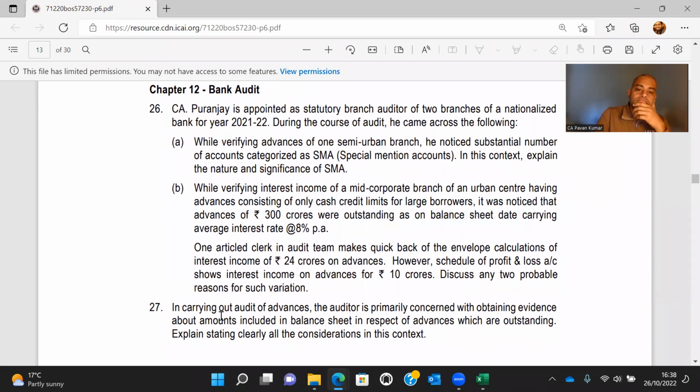While verifying interest income of a mid-corporate branch of an urban center, having advances consistently of only cash credit limits for large borrowers, it was noticed that advances of rupees 300 crores were outstanding as on balance sheet date, carrying average interest rate at 8% per annum. So tell me, what is the total amount of advances? 300 crores. What is the interest rate? 8% per annum. What is the interest collectible? Is it 300 into 8%? No.